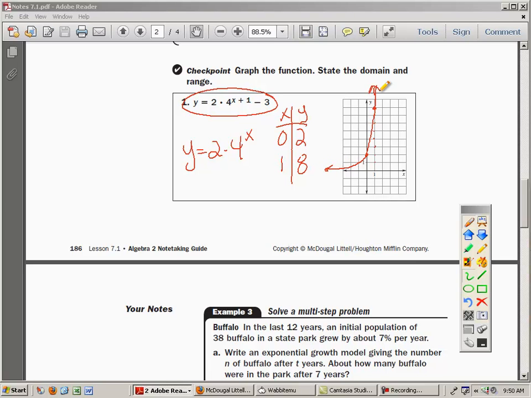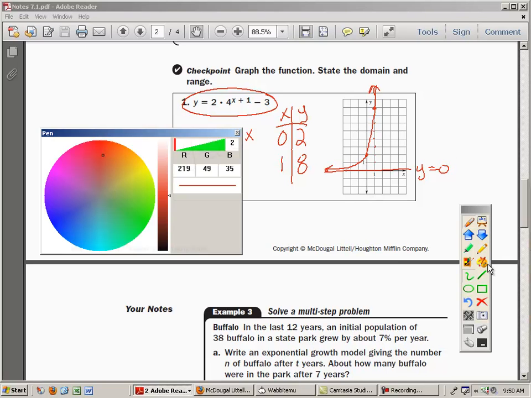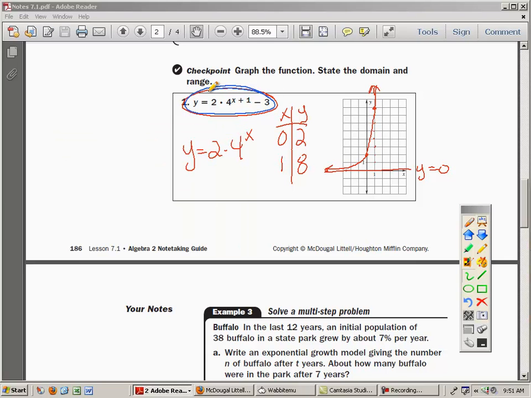Now again, I know my asymptote here is at y equals 0, so I know my graph can't continue down past that. All right. Now let's switch pen colors and try to graph this one. We'll draw this one in blue.